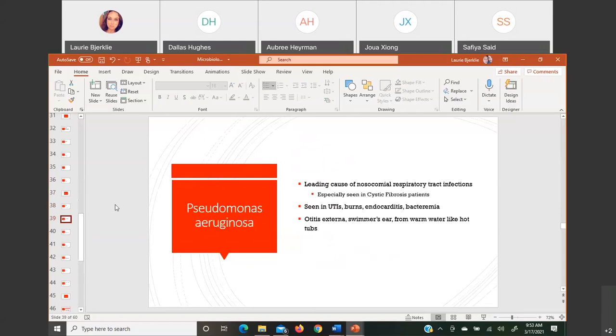Okay, so Pseudomonas aeruginosa is the biggest pathogen out of the Pseudomonas group. Lots of UTIs, that's where I've mainly seen it with infections in the micro world, or sepsis, bacteremia, but it is also a huge cause of respiratory tract infections, especially if it's a cystic fibrosis patient. They're very prone to that. The other thing is we have otitis externa, swimmer's ear, because Pseudomonas loves itself a warm hot tub, just like we do. That can happen.